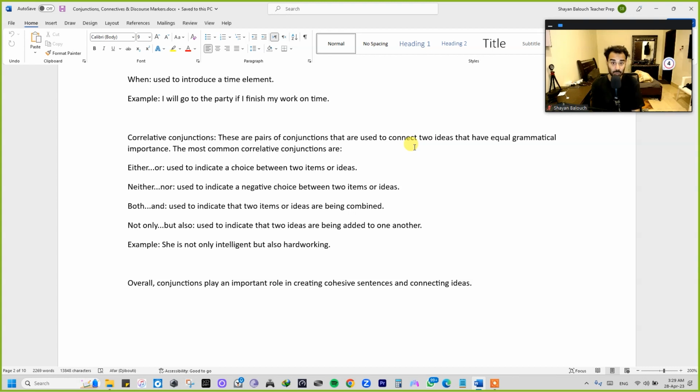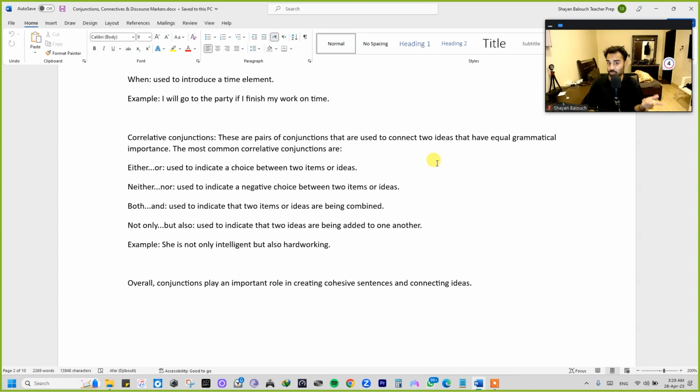Number one, either or. And why do we use either or? When do we use it? So either or is used to indicate a choice between two items. For example, either I will go to school or I will go to Karachi. Two different ideas. Either I will bring a burger to eat for the lunch break in school, or I will bring money to buy something from the canteen.